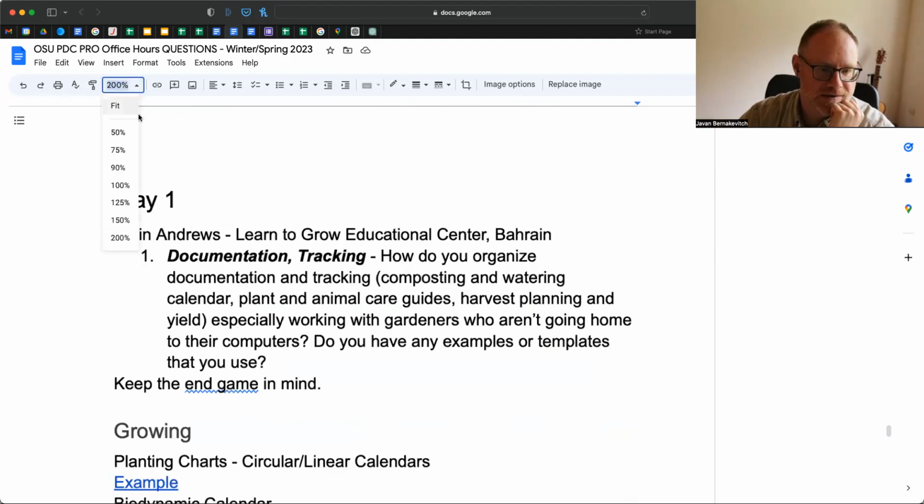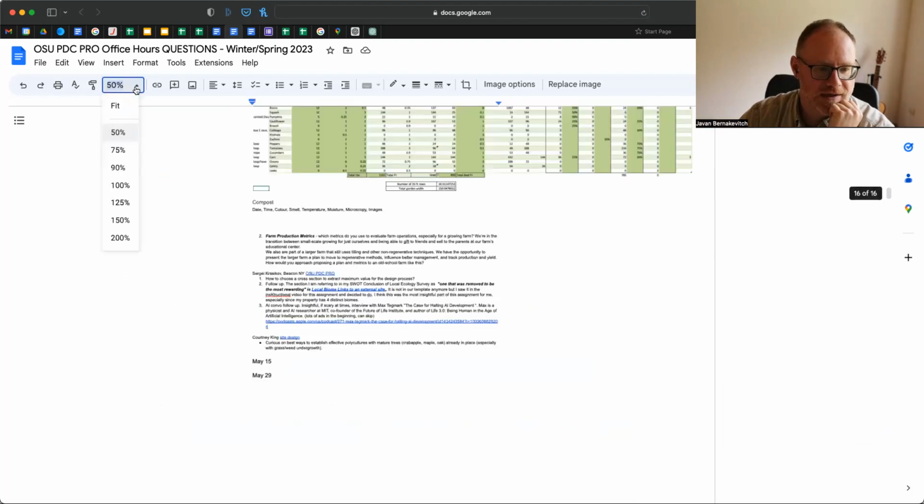I'm going to go back to a fit because it's getting a little wonky. Oh, it doesn't want to go back anymore.